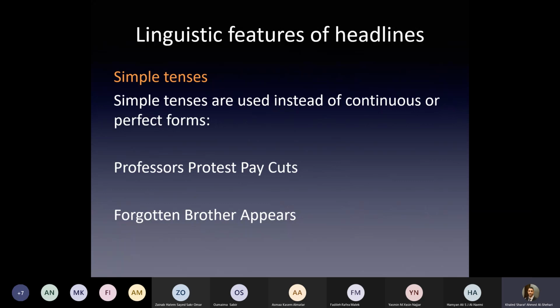What about the second one? Where's the verb? Appears, yes. Forgotten brother appears. Again, they use simple tenses. You won't find in headlines, or very rarely, perfect or continuous tenses.